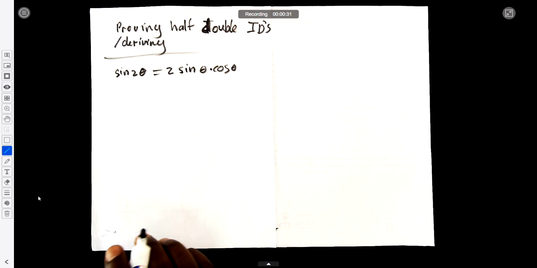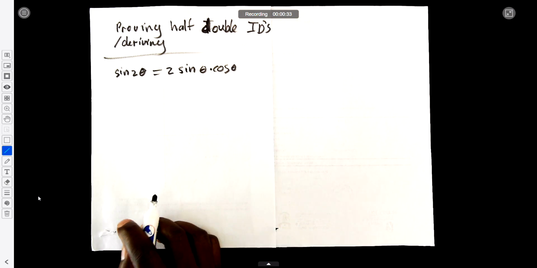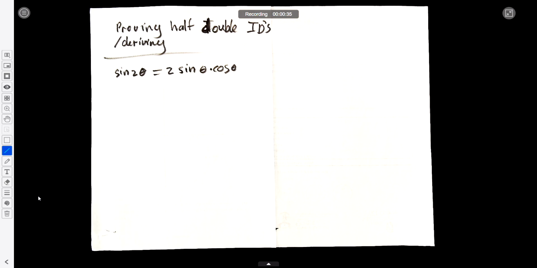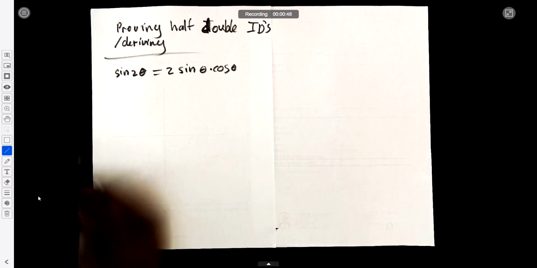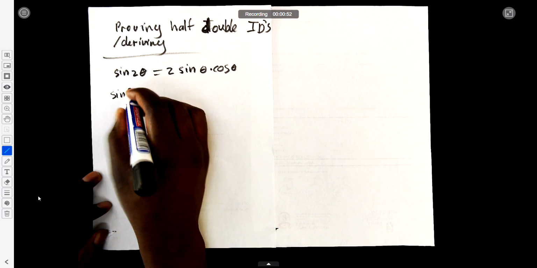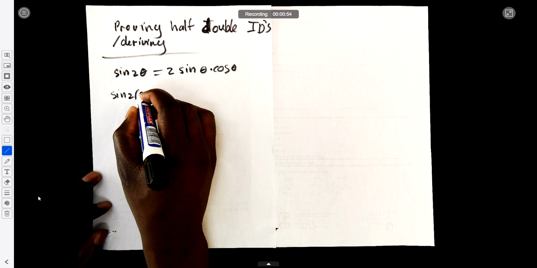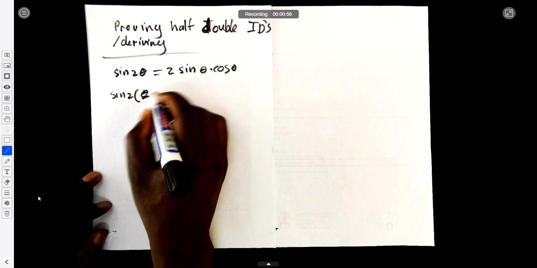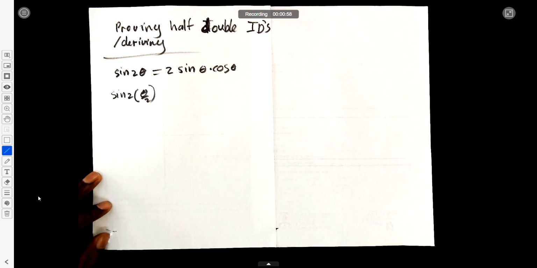So let's say we want to prove the half identity, or maybe let's say we want to prove the sine half. So what we're going to do, let's say for an example, we assume that one of the angles is half. So let's say we want to halve theta. When we halve, it means that we are dividing by 2, isn't it? So half theta. So what is going to happen?